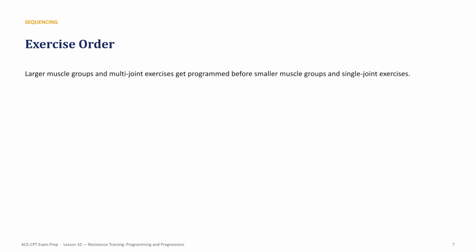Now let's talk about sequencing, the order exercises happen in during a session. The standard rule is this: larger muscle groups and multi-joint exercises get programmed before smaller muscle groups and single-joint exercises. Think about why that makes sense.